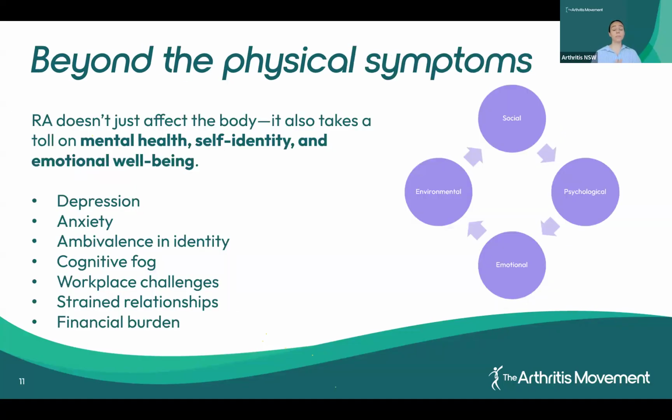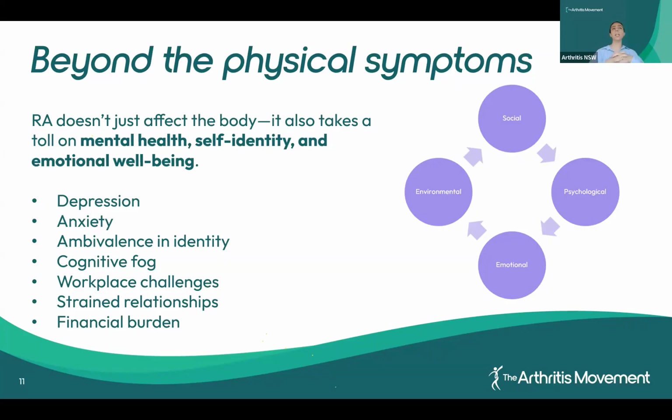So many of the symptoms I mentioned are not externally visible, and they can often lead to others underestimating the impact, which can feel isolating. The internal conflict between what you're actually experiencing and how others perceive you can be really challenging to navigate. So rheumatoid arthritis doesn't just affect the body, it takes a significant toll on mental health, self-identity, and emotional well-being. And this aspect is really important to address.